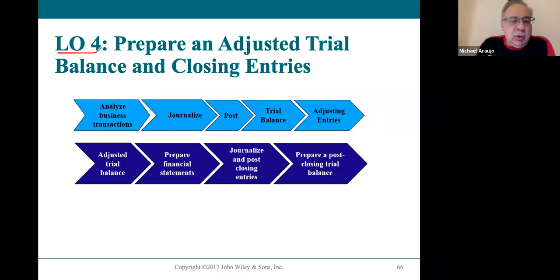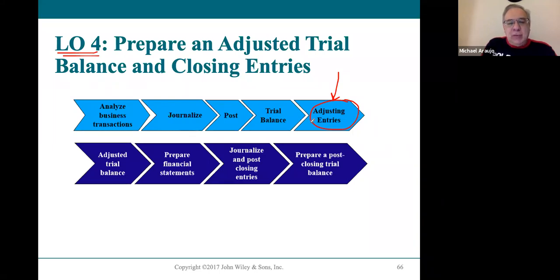Okay, so learning objective 4 is really broken into two parts. The first part is, remember what you were just doing in learning objective 2 and learning objective 3: you were doing those adjusting entries. Those adjusting entries are all journal entries. In other words, you put them in the journal. And you know what happens whenever you put things in the journal. They post to the ledger.